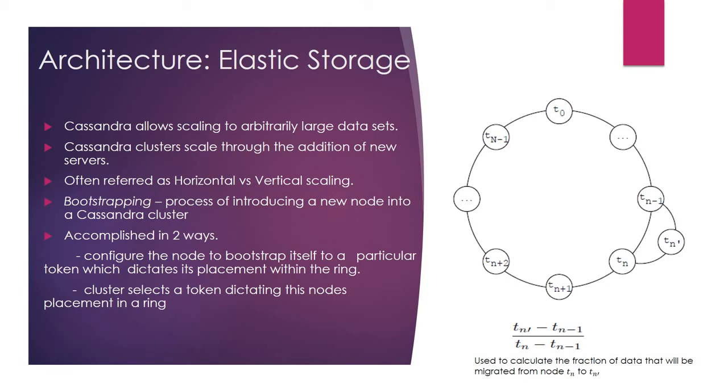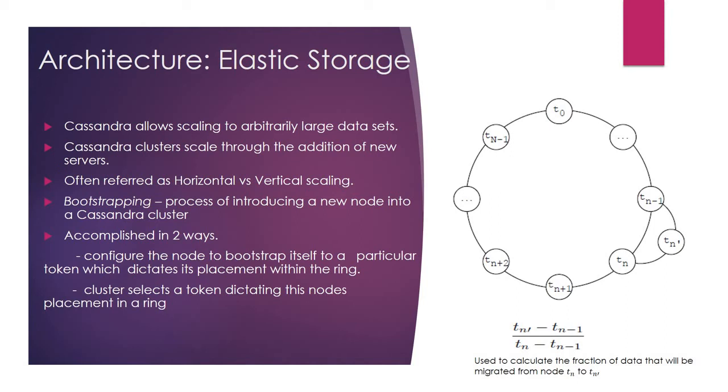What Cassandra does is allow itself to grow by introducing new nodes into its cluster, so that the data can be replicated among the nodes within the cluster. This is basically referred to as horizontal versus vertical scaling, and the process of introducing a new node into a Cassandra cluster is referred to as bootstrapping.